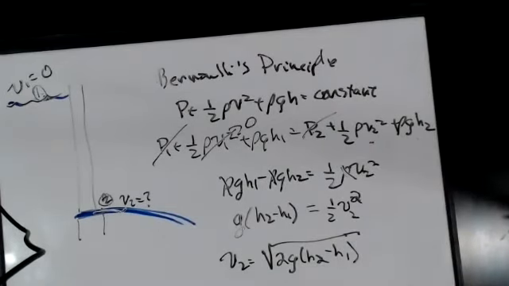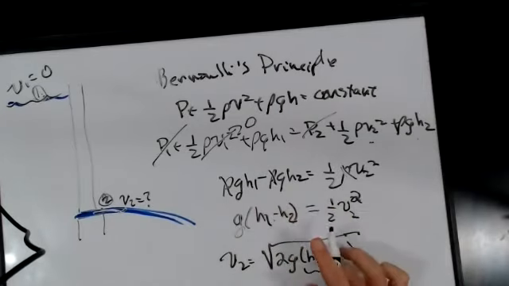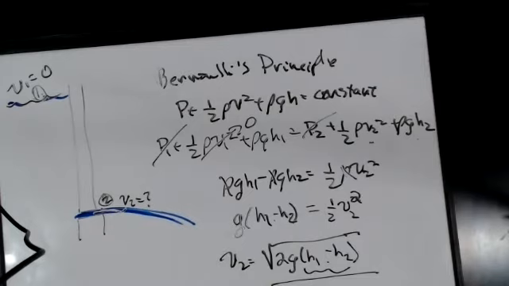Right, but that's just H1 minus H2, I'm sorry. It was 1 minus 2. It's the height of the top minus the height of the bottom. Right. And so what did you say it was, 15 meters? Yes, 15 meters. And so it's 2 times 10 meters per second squared times 15 meters. Right. And so it's 300, right? So it's like 17.3 or something like that meters per second.